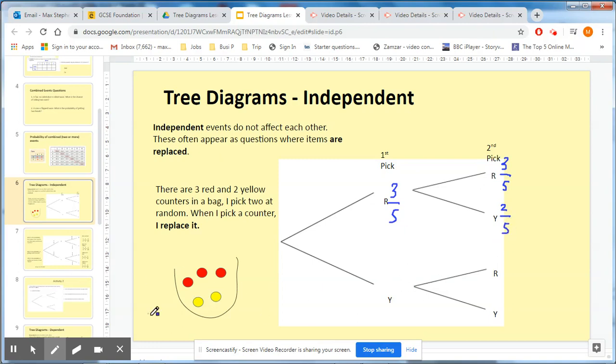For my yellow here, it was my first pick. I'm still looking at the same bag, so I'm just going to have 2 out of 5. And then red pick for my second pick, because I put it back in. 3 out of 5. And 2 out of 5.